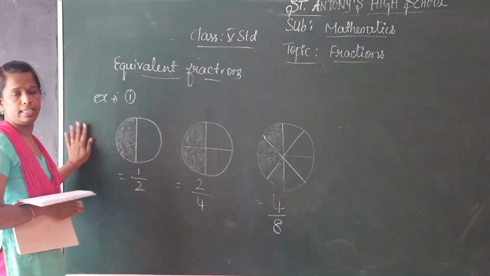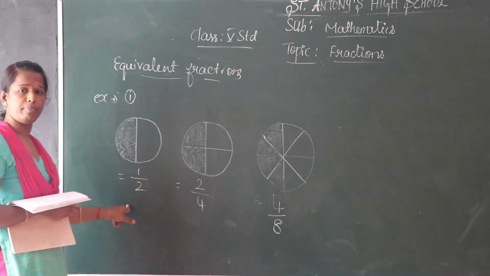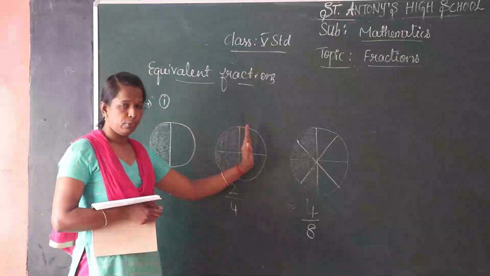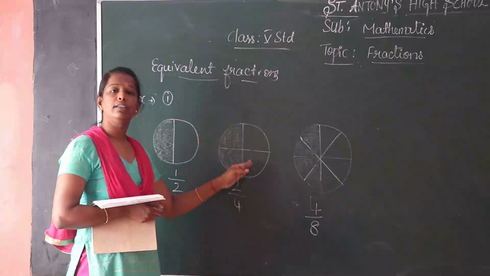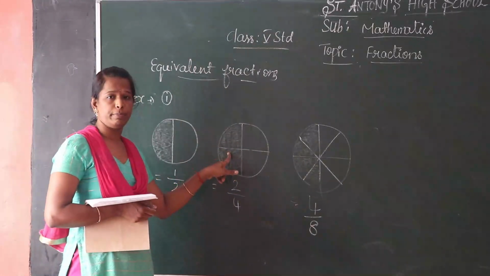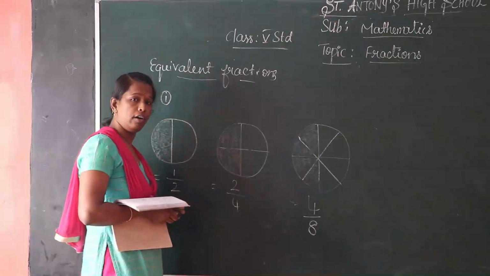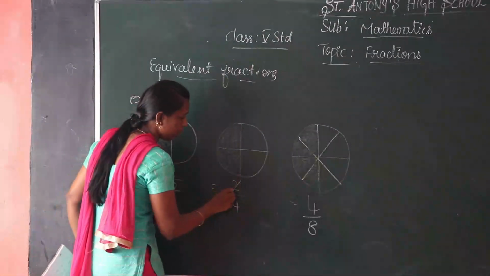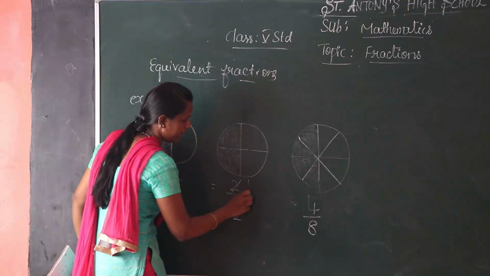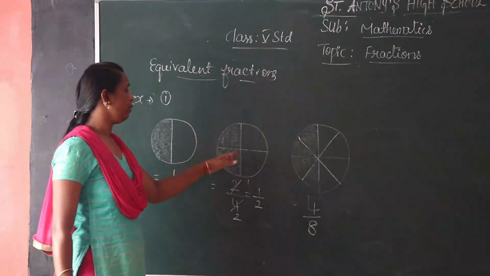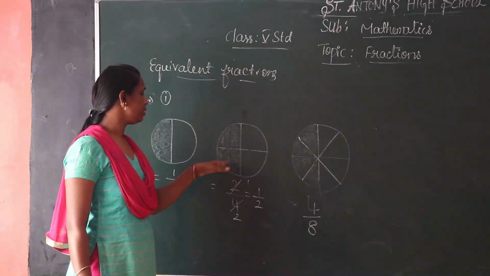Compare these 3 figures. So this is the half part. Here also, out of 4 total parts, 2 is the shaded part. So we can write 2 by 4, or you can also write it as 2 1s are 2, 2 2s are 4. The answer is half. So out of these 4 we can shade 2 parts.